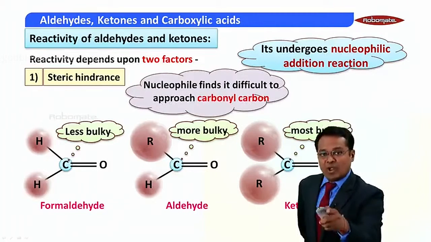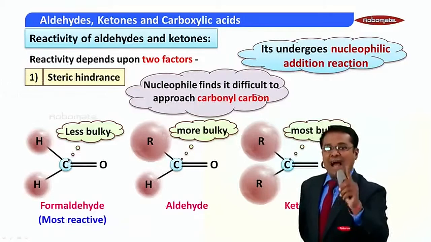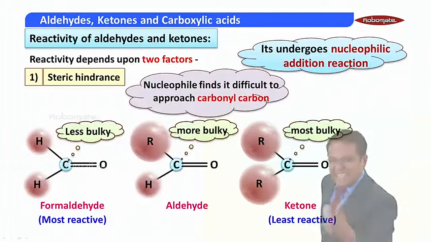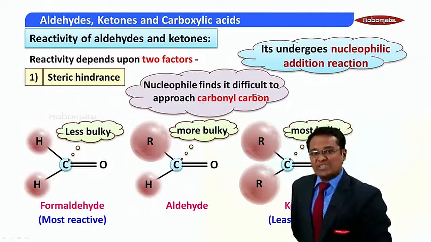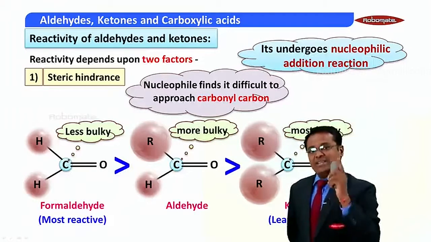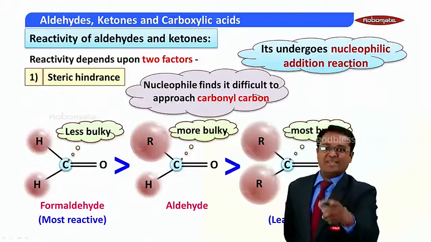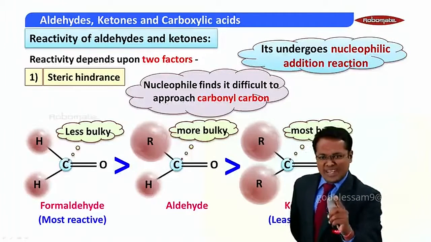So the nucleophile will find it very difficult to go near the carbonyl group in bulkier molecules, and hence reactivity-wise formaldehyde will be the most reactive and the ketone will be the least reactive. Hence the order is: formaldehyde is more reactive than aldehyde, which is more reactive than ketones. Yes or no, students? Easy.